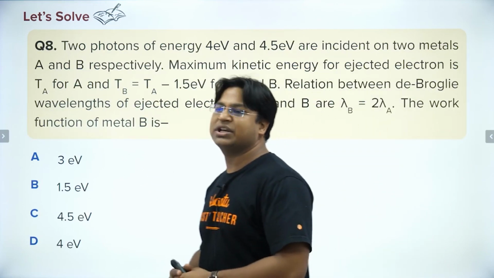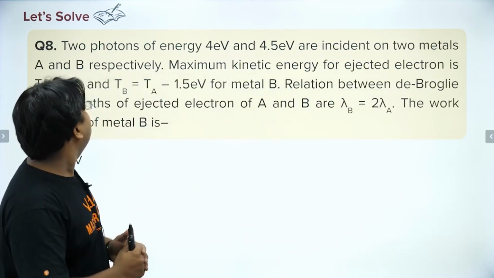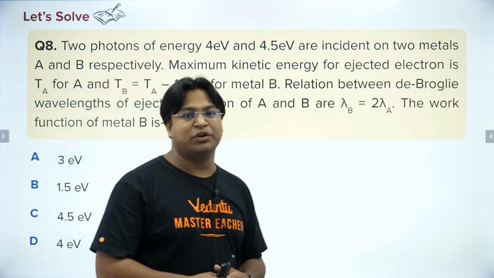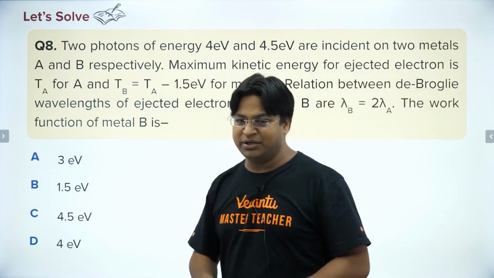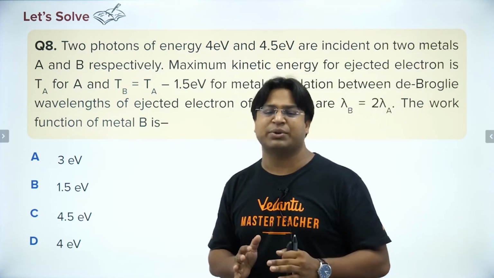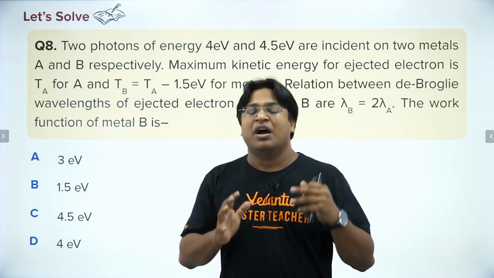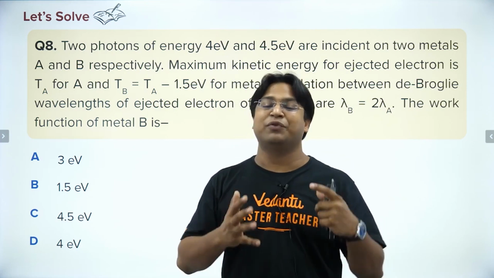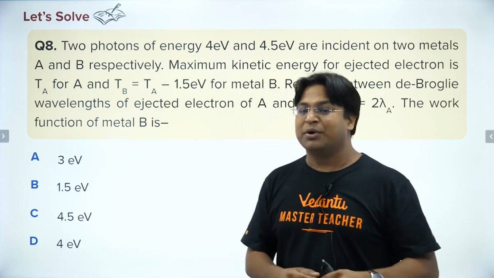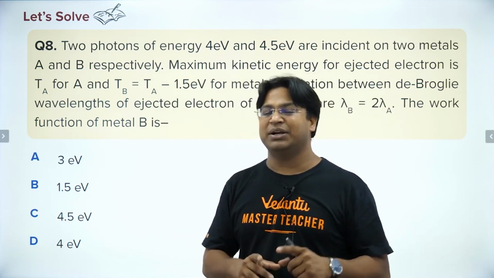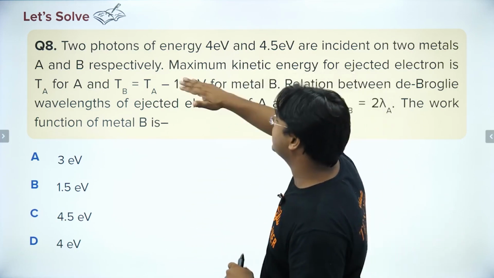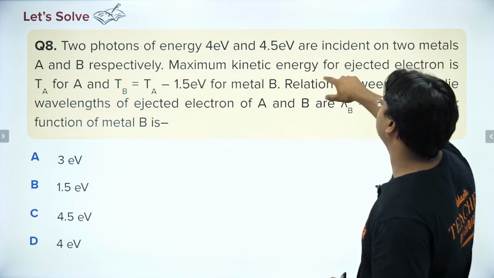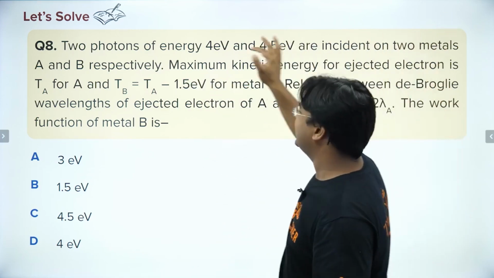Now this question says that there are 2 photons of energy, 4 electron volt and 4.5 electron volt. Now guys, this question is a little bit complicated one. There's a lot of information given in this question, and we have to actually understand that information carefully before we start solving this question, because the solving part is not difficult, but we have to grasp what the information is that is given in the question. So question says there are 2 photons of energy, 4 electron volt and 4.5 electron volt, and they are incident on 2 metals.